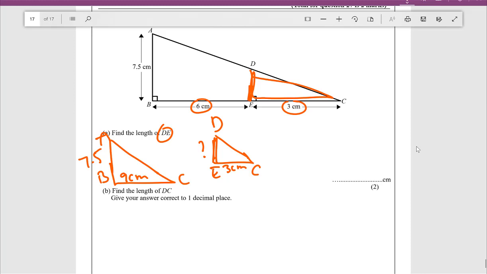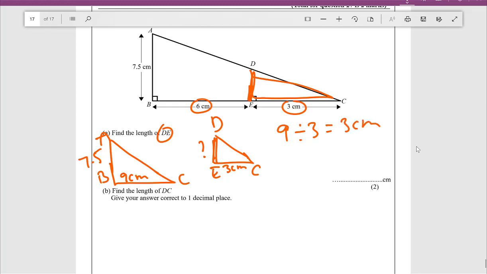Now you choose a side on the bigger triangle, for example, and we've got 9, and have a look at the small triangle, and do we have the corresponding side given? If we have been given this corresponding side, then what we can do is we can divide the bigger triangle side by the smaller triangle side, and that will give us the scale factor. So what we can do is divide 9 by 3, that gives us 3.